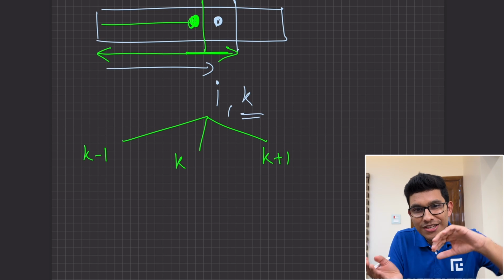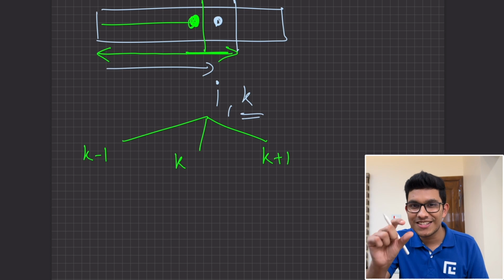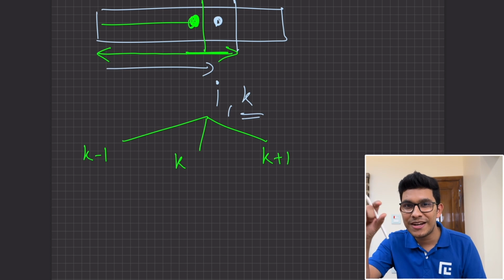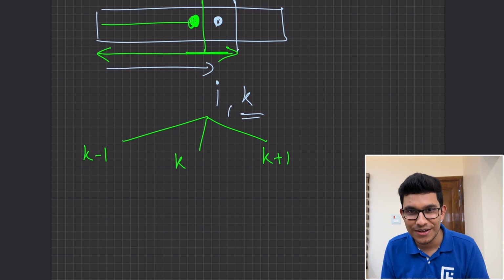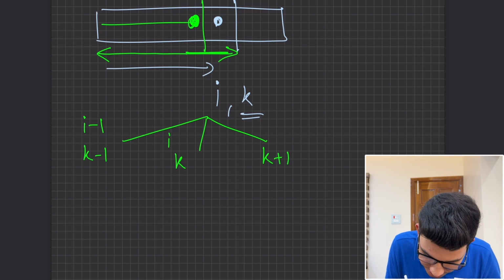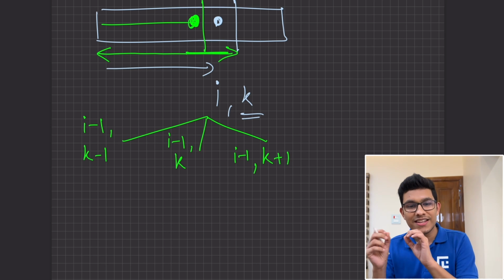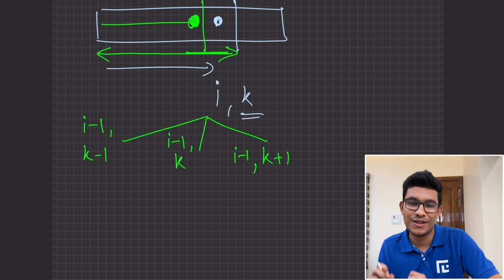Can I say this reduces down into 3 problems where we are saying, okay, now consider the prefix of length I minus 1 such that the last element is k minus 1, such that the last element is k, and such that the last element is k plus 1? Yes, these are 3 smaller subproblems. In all these cases, I am concerned about a prefix of length I minus 1, and the last element being k minus 1, k or k plus 1.